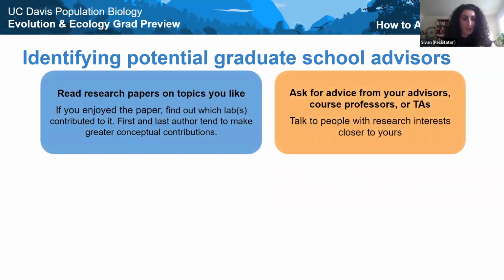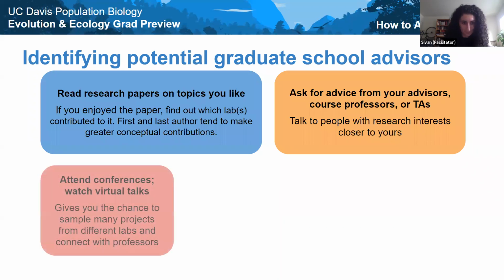You can also ask for advice from your advisors, course professors, or TAs, like Danielle has mentioned. They're really excited to do this, and generally the people whose research interests are closer to yours can give you more specific advice about a certain professor or program to look out for.